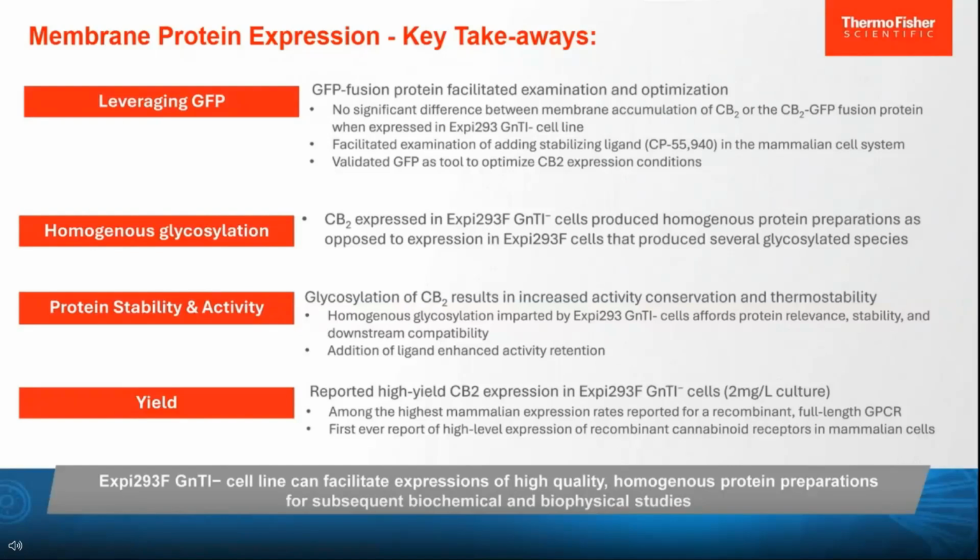This is amongst the highest expression rate reported for recombinant full-length GPCR expressed in mammalian cells, and the first ever report of high-level expression of recombinant cannabinoid receptors in mammalian cells. Overall, this group was able to obtain high-quality, homogeneous, scalable protein preparations in a transient expression mammalian system for structural biology studies.